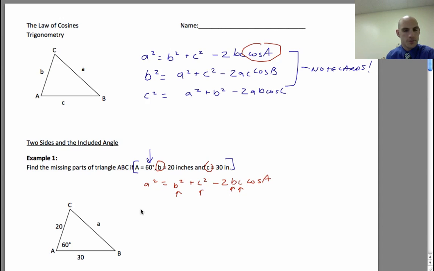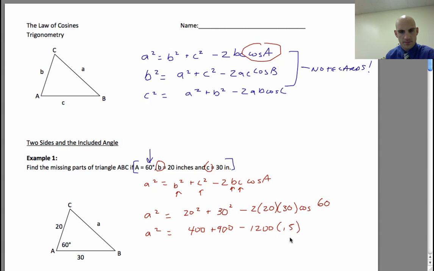So A squared is going to be equal to 20 squared plus 30 squared minus 2 times 20 times 30 times the cosine of 60. When I look at all this, what I end up with is A squared is equal to 400 plus 900 minus 40 times 30, which is 1200, times 0.5, or 1/2. 400 plus 900 is 1300 minus 600, so A squared is equal to 700.